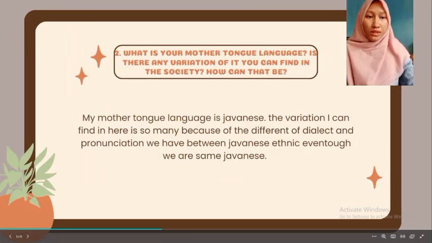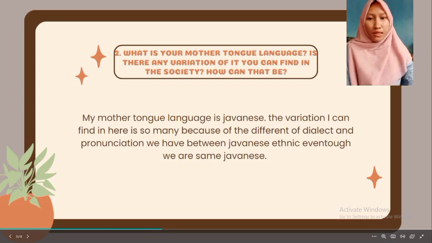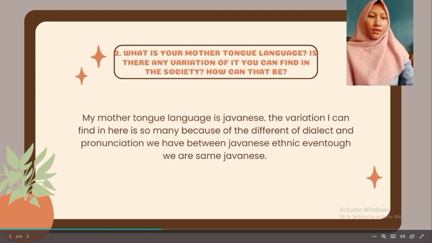The second question is, what is your mother tongue language? My mother tongue language is Javanese, because I was born and have lived here in Malang, East Java for 20 years. Is there any variation of it here? You can find it in the society.